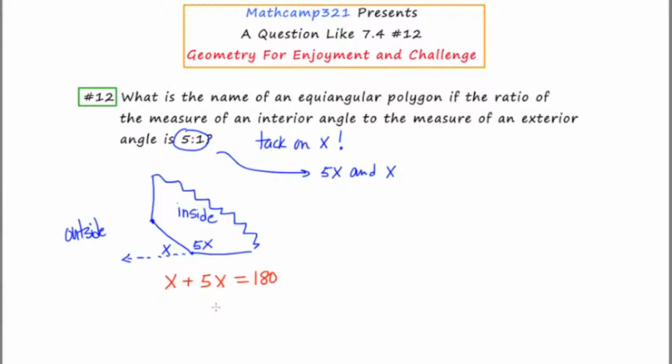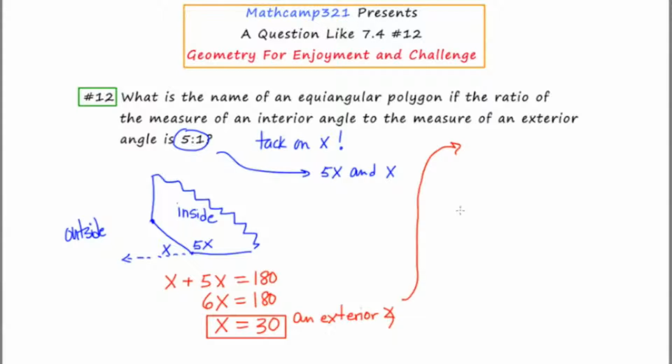X and 5x are like terms. They can be combined, giving me 6x equals 180. I could divide both sides by 6, leaving me with x equals 30. So I just found that x equals 30, and just to be clear, that 30 represents the measure of an exterior angle.